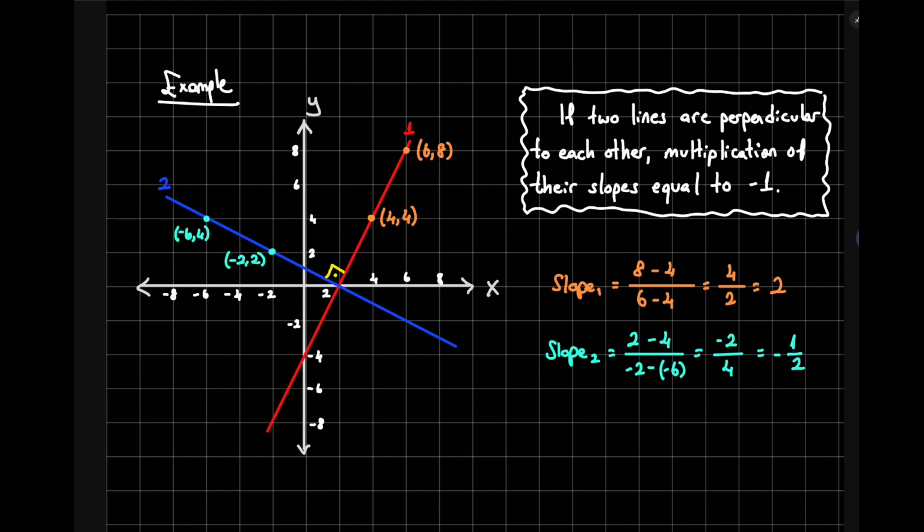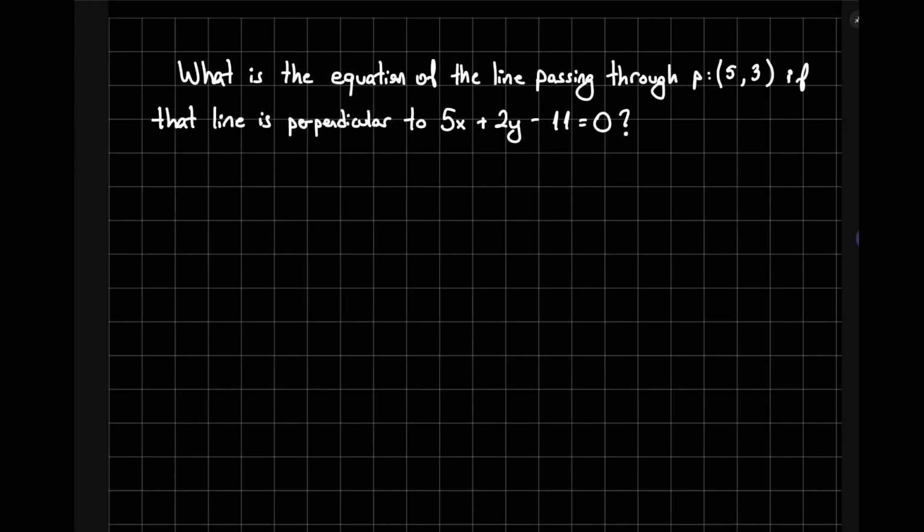As you can see, slope of our first line times slope of our second line equals 2 times -1 over 2, which is -1. So as you can see, these two lines are perpendicular to each other and multiplication of their slopes equal to -1. That's our rule. Now let's solve the question.